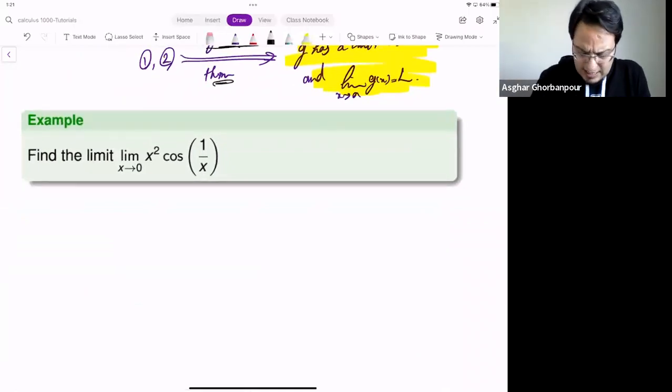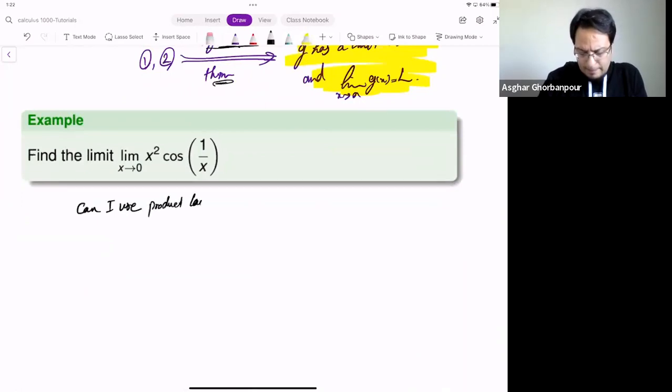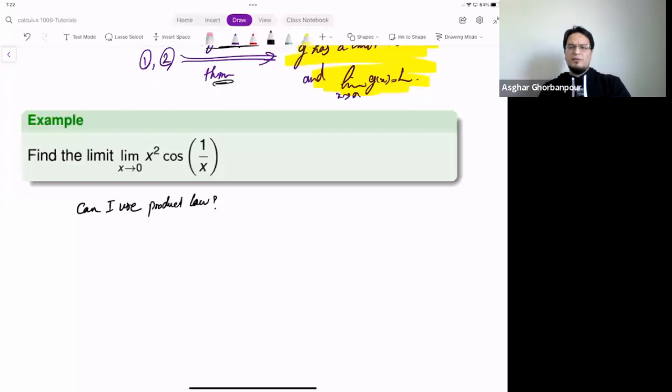You see, it's interesting. Here, can I use the product law? Can I use the limit of x squared? I find the limit of x squared, and then I find the limit of cosine of 1 over x, and then multiply them. Can anyone answer that? Can I use the product law to find this limit?